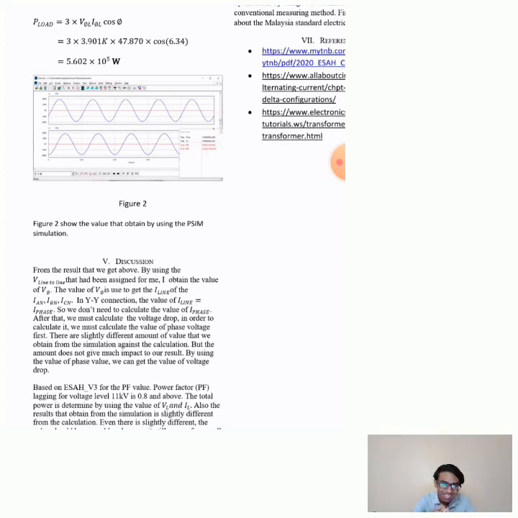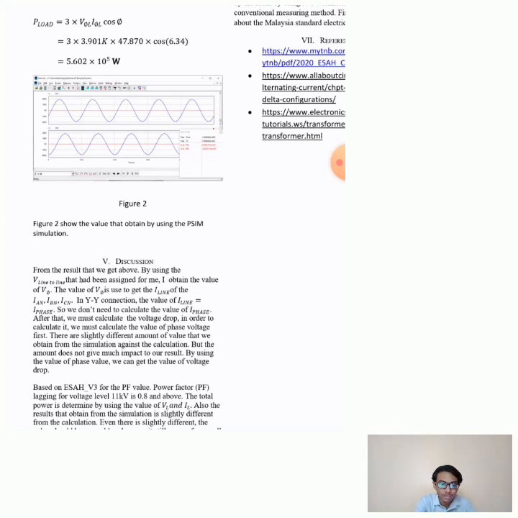There is a slightly different amount of value that we obtain from the simulation against the calculation, but the amount does not give much impact to our result, because there is only a little bit of significant difference. By using the value of phase voltage, the voltage drop can finally be determined.